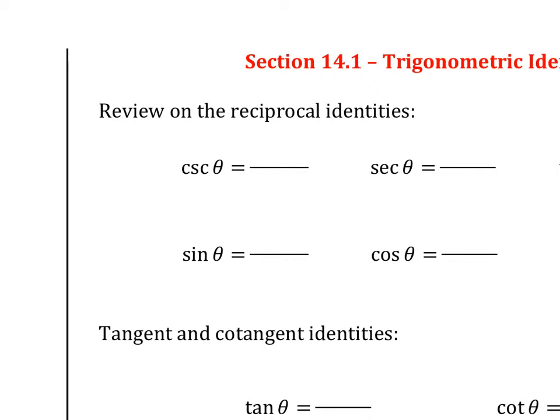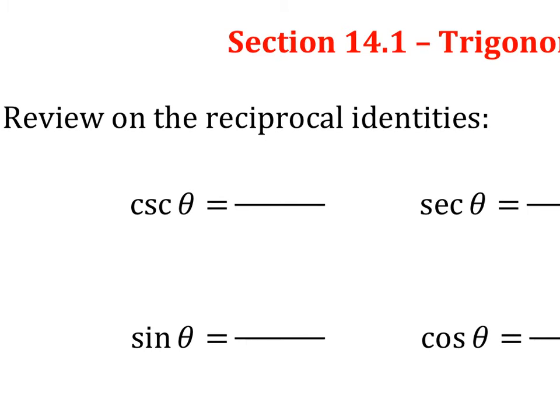All right, chapter 14. Okay, first thing. Let's review on these identities. CSC means what? 1 over sine. What's the name of CSC? Cosecant. Very good. Okay, cosecant if you forgot. A lot of people are still saying cos-tan.